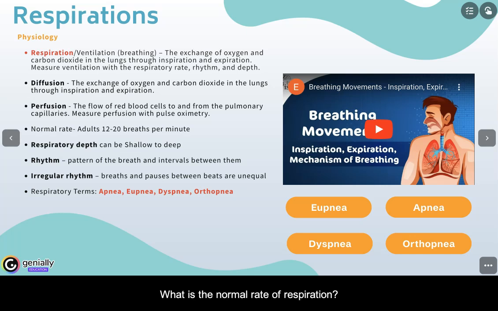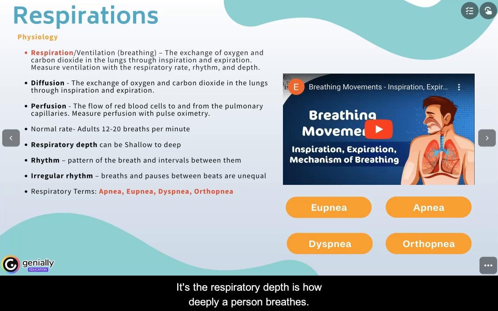What is the normal rate of respirations? It's 12 to 20 breaths per minute. What is the respiratory depth? The respiratory depth is how deeply a person breathes. It can be shallow, it can be deep. The rhythm is the pattern of the breaths and intervals between them. Irregular rhythm means that the person is breathing and then the pauses between the breaths are unequal.